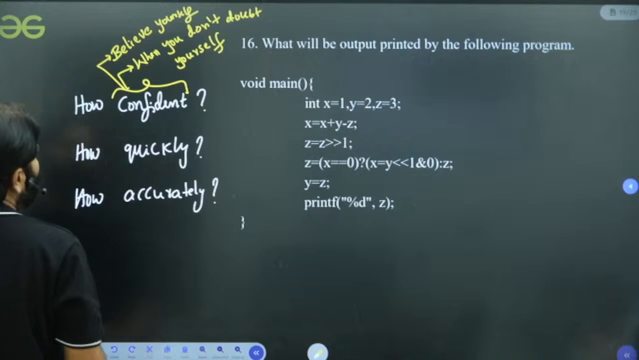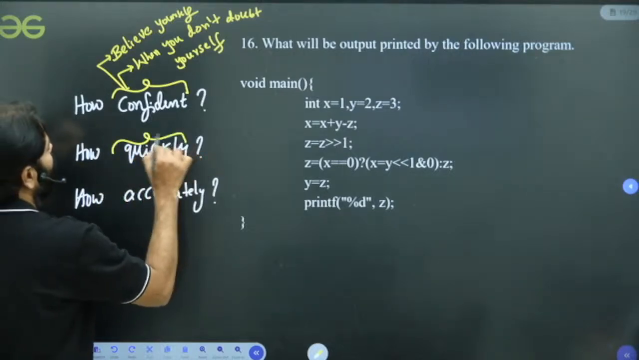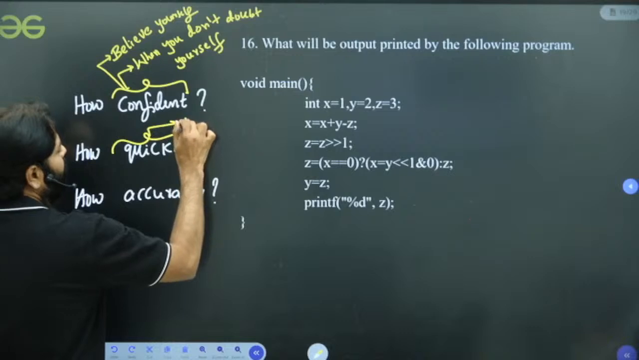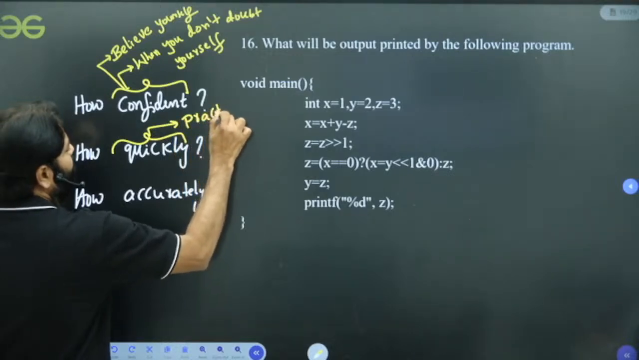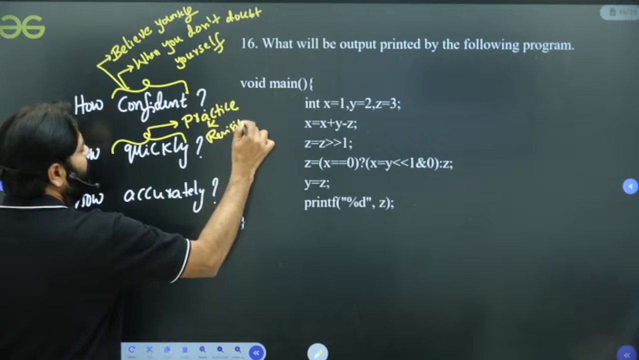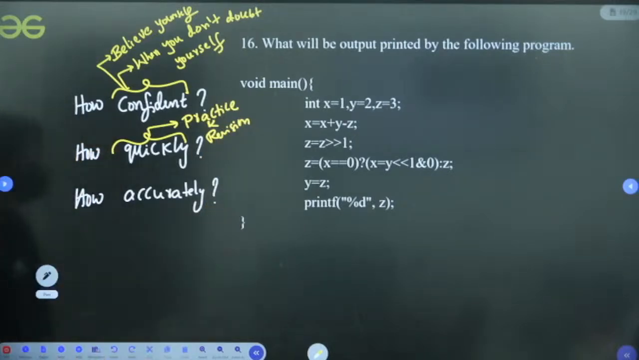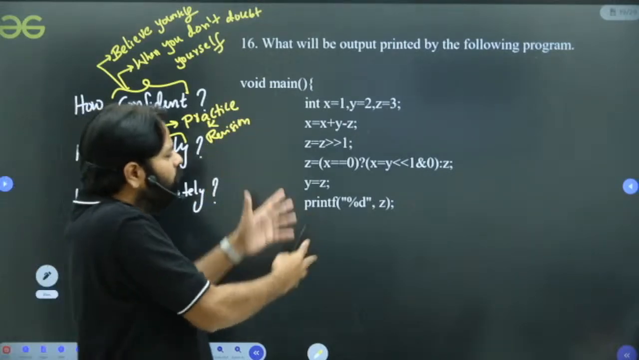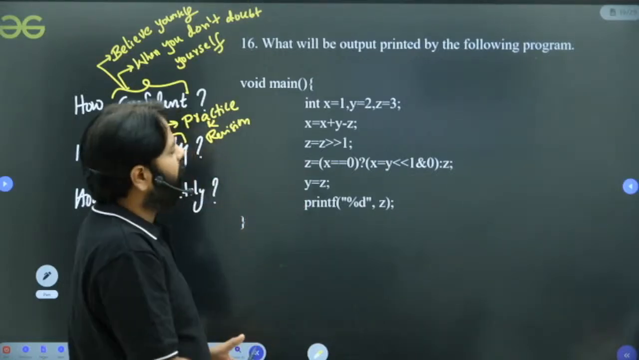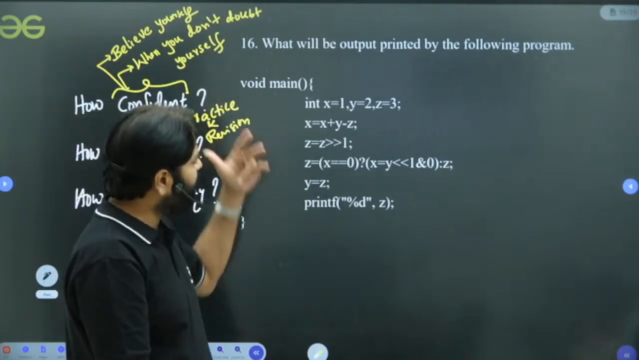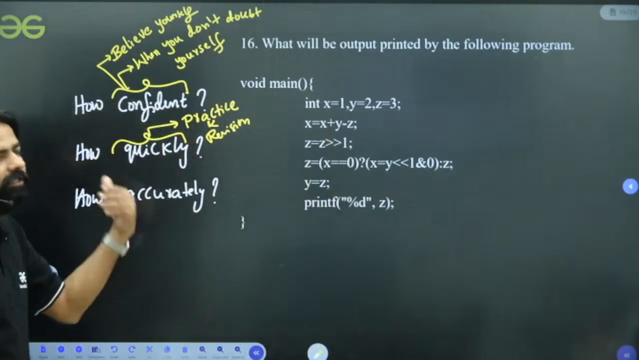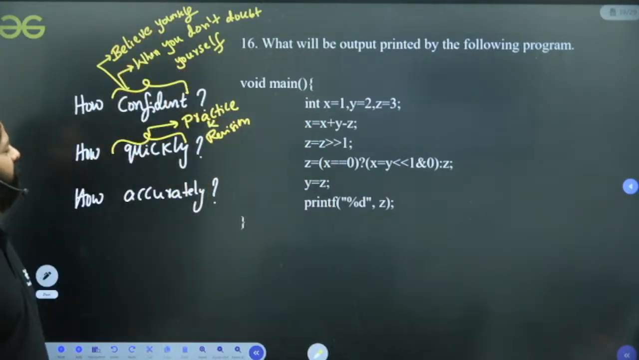And how quickly you can do it depends on how much practice you made. Practice and revision are the only things that help you solve problems quickly. If you are not able to solve quickly, then you should understand what concepts are required to apply, right? First time you may take half an hour, second time 10 minutes, next time 2 to 3 minutes. So practice and revision help you with this approach.